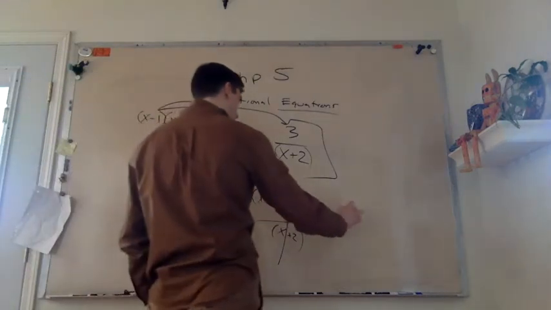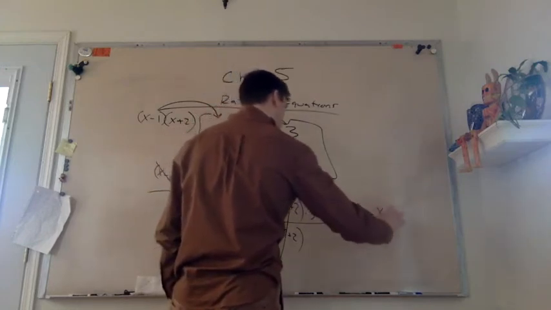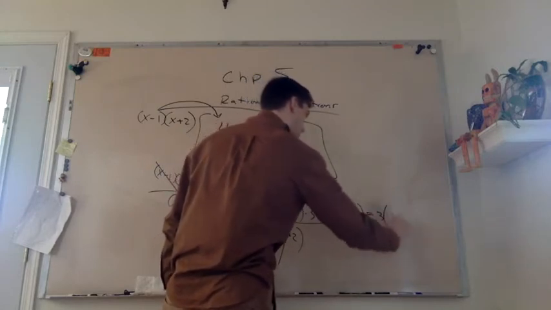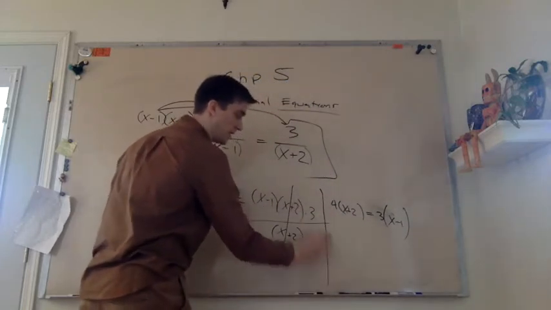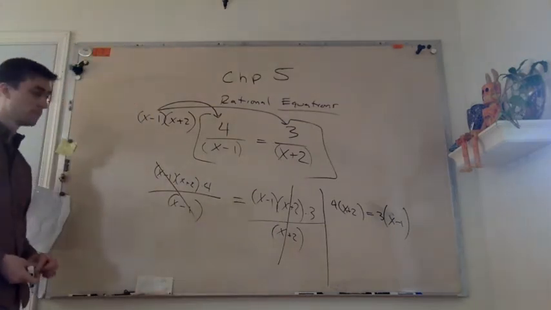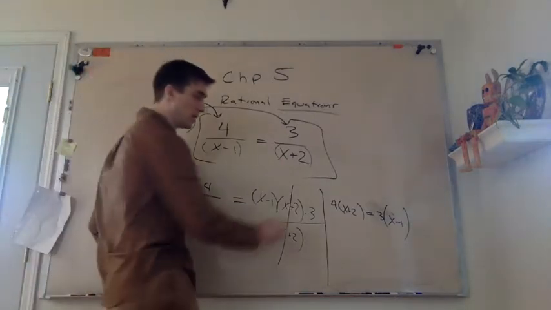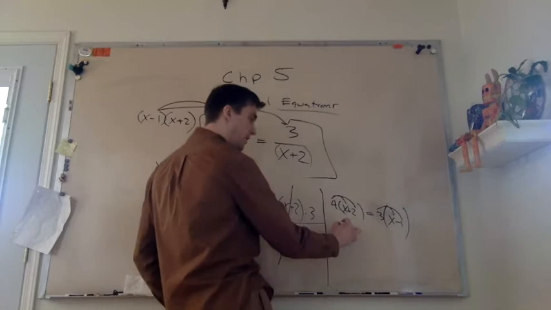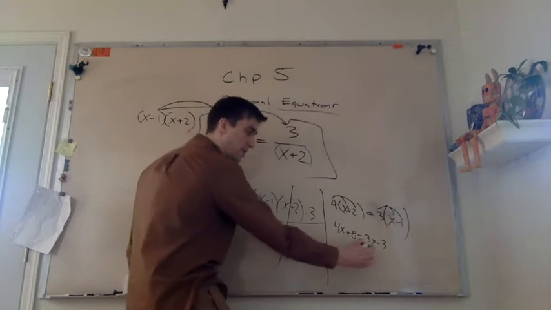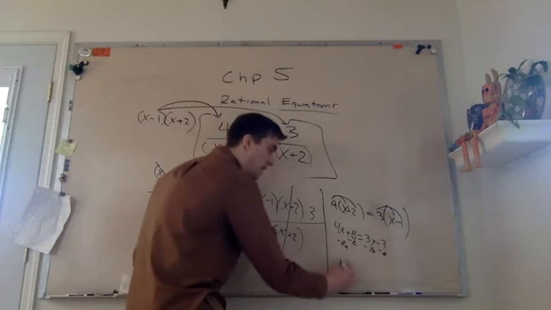Resulting in x plus 2 times 4 equals x minus 1 times 3. So fractions are gone. Fractions are gone. That's the point. Now it's just a regular old linear equation. Distribute the 4, distribute the 3. You get 4x plus 8 equals 3x minus 3. Combine like terms, minus 3x from both sides, minus 8 from both sides, and you get x equals negative 11.